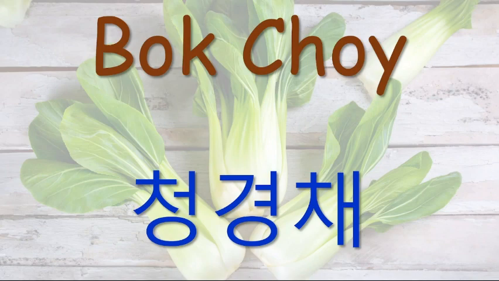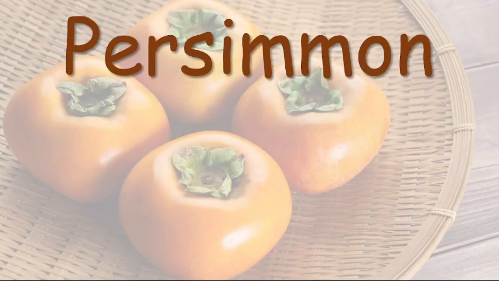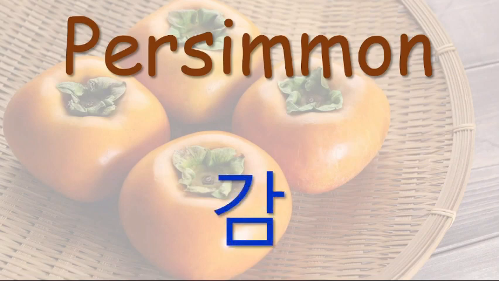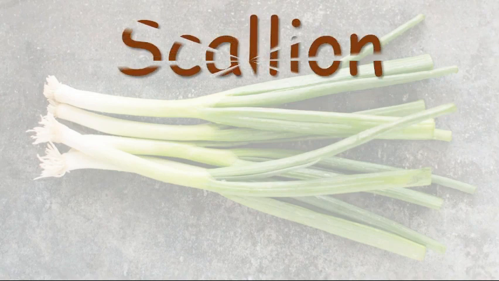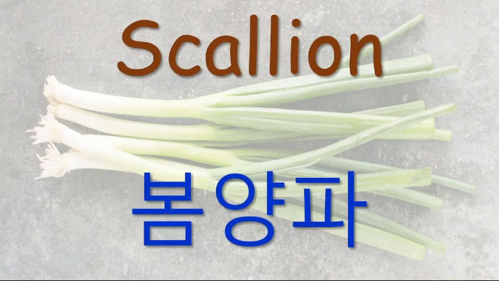청경채. Next comes the Korean word for persimmon, and that is 감. 감. Now let's see how to say scallion in Korean language, and that is 봄양파.